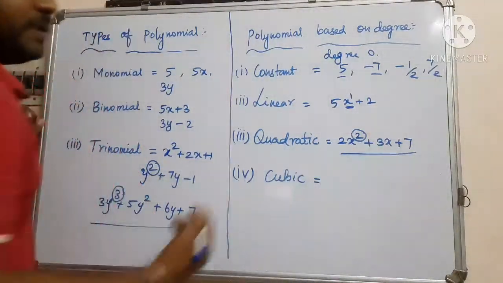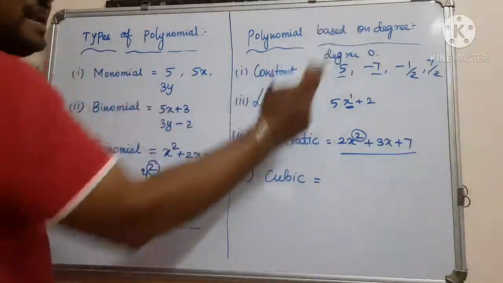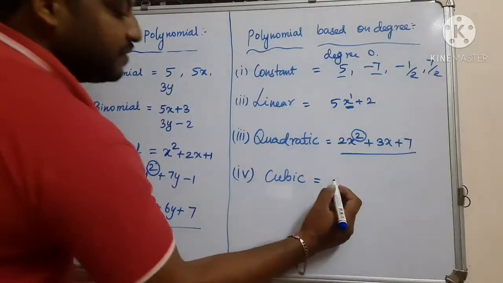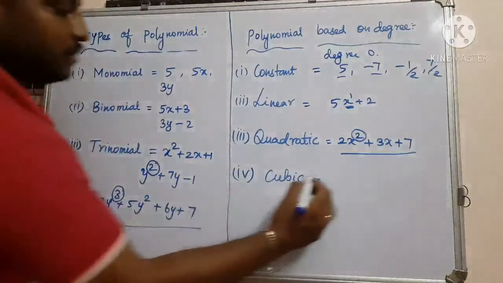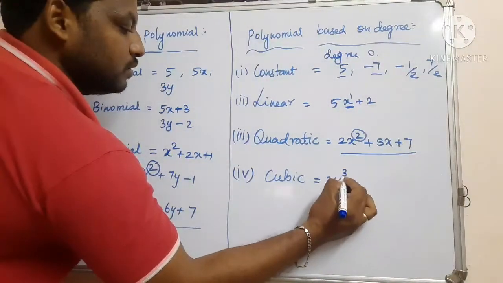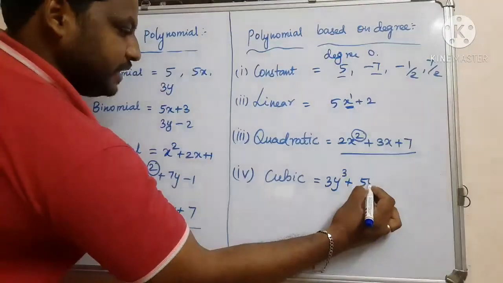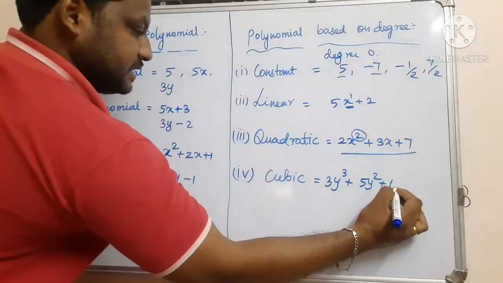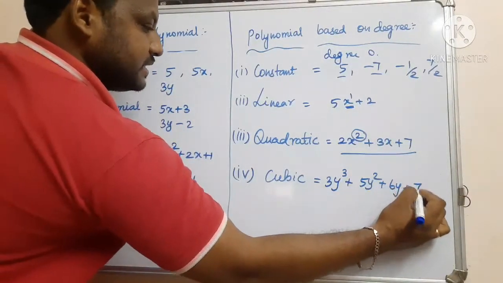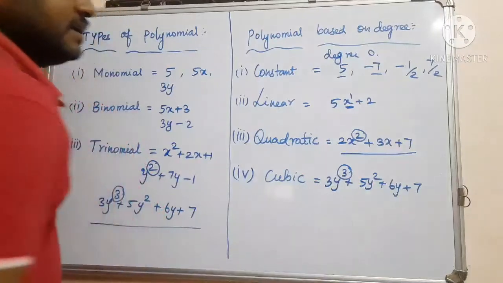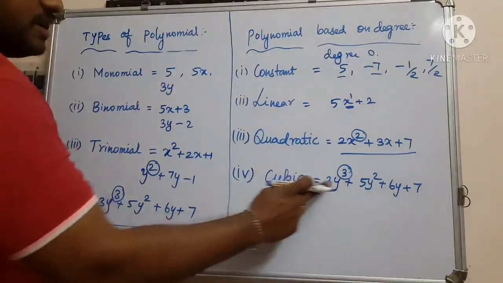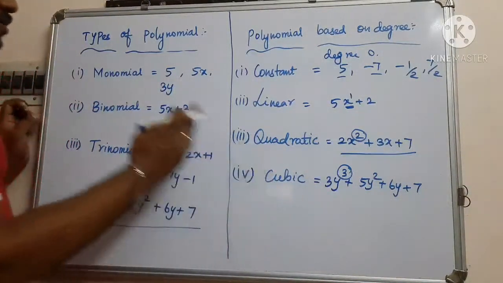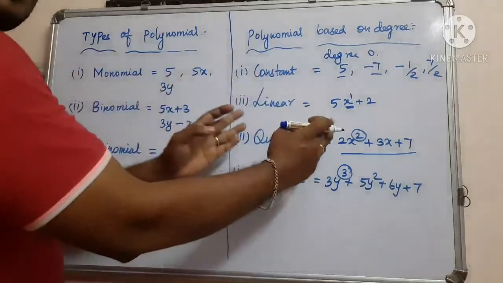And then a cubic polynomial means the highest degree value must be equal to 3. For example, 3y cube plus 5y square plus 6y plus 7. So the highest degree is 3. That is called a cubic polynomial. Okay. So the first one is based on term. The second one is based on degree.